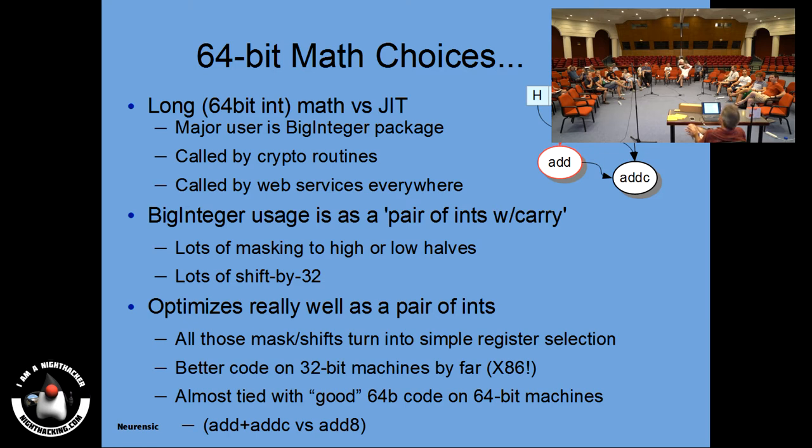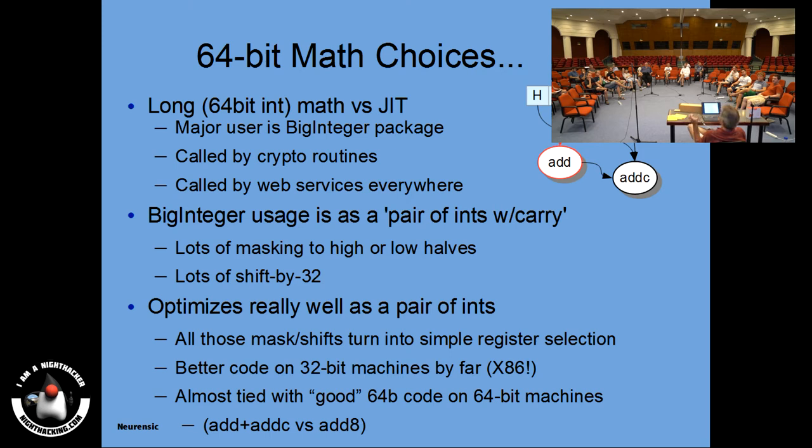So there's a lot of masking of high and low halves of longs, and shifting by 32 left or right. And a whole lot of that stuff, when you express it as a 32-bit value, just works out directly. So if I load a 64-bit long and then I mask, the HotSpot JIT would just say, oh, load a 32-bit value and zero extend on the load as a single instruction. So it worked out really slick.